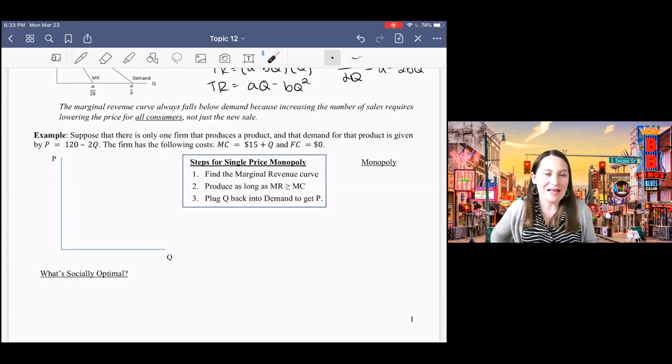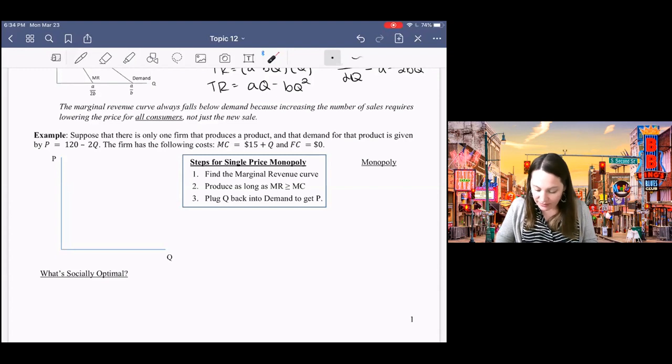All right, so in the last video, we talked about market power and we learned how to calculate marginal revenue when firms have a downward sloping demand curve. In this video, we're going to apply the same ideas to a number example so you can see how all of this works in practice.